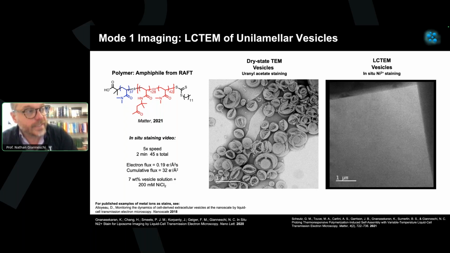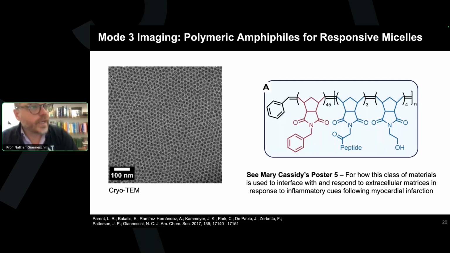Those same vesicles by dry state TEM are shown on the left, of course, kind of crenated and crushed down. But these are identical materials, just imaged by the liquid cell or standard negative stain imaging with uranyl acetate, as you can see. I'll quickly show you this.